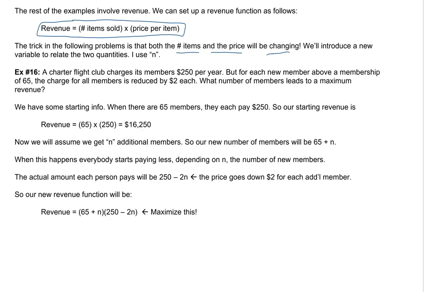Welcome back, 3.3 part 2. We had just been talking about revenue functions that we're going to come up with ourselves, keeping in mind that revenue is always just the number of items sold times the price per item. In this case, we're going to have them both changing, but in a related way. So not just randomly changing, but there's going to be a relation given.